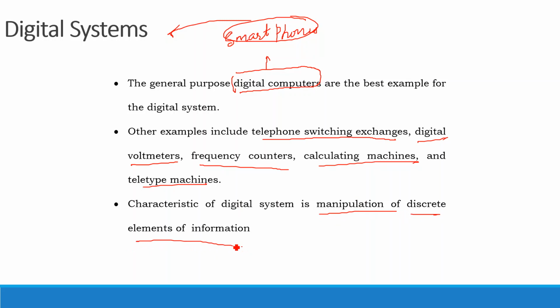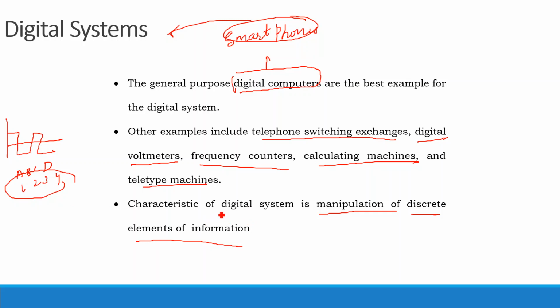Then what are these discrete elements of information? The information may be electric impulses or electric signals going from high, low, high, which is called electric impulses. Or it may be any letter from the alphabet A, B, C, D, or any numbers 1, 2, 3, 4, or any arithmetic operation between these numbers. All of this includes discrete elements of information.